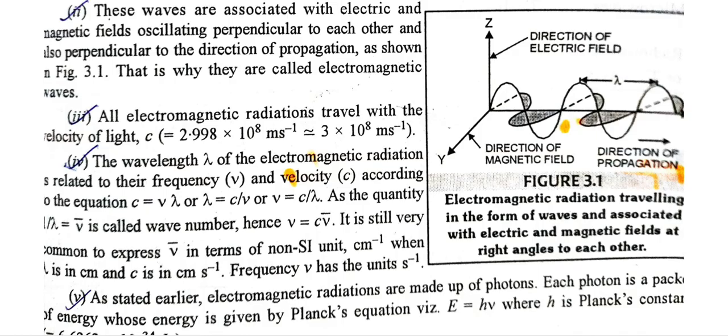As the quantity 1/λ is equal to the wave number, hence ν = c ν̄. It is still very common to express wave number in terms of the unit per centimeter. When it is in centimeter, c is in centimeter per second. Frequency has the unit per second.